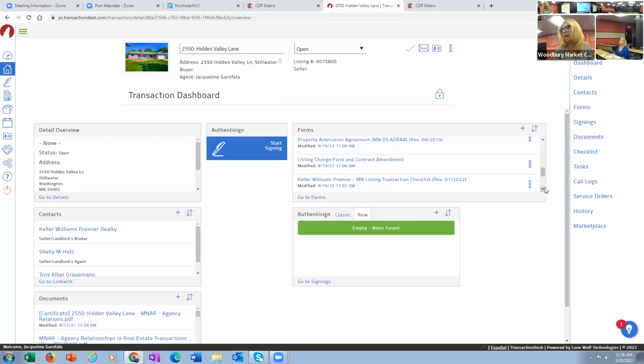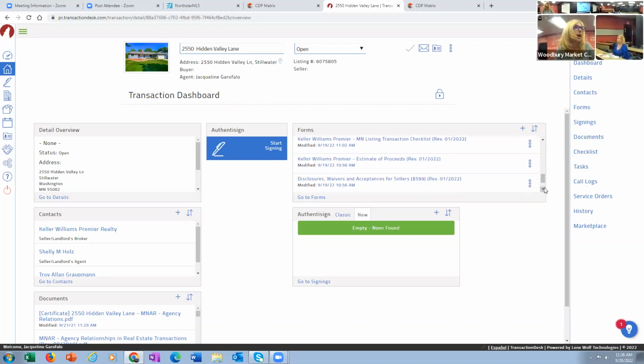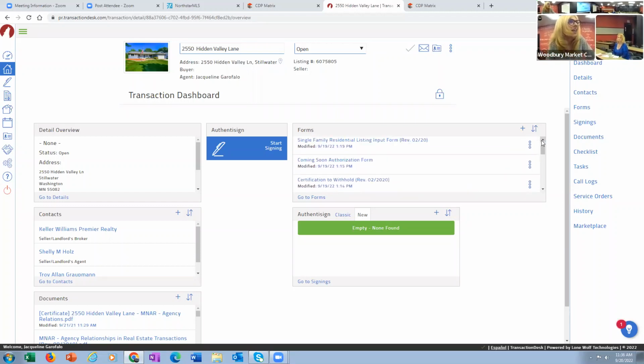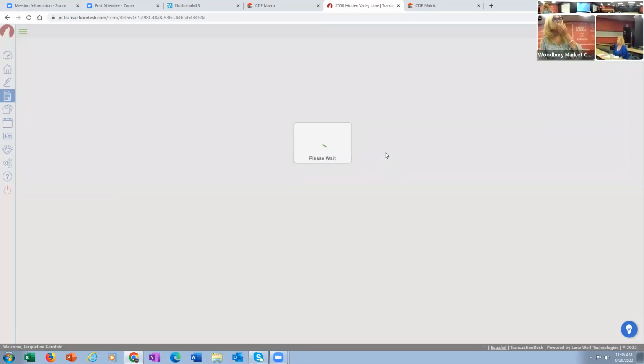I spend some time with my listing paperwork file, getting it organized and thoughtful, because it can be overwhelming, right? I went through those. Where's sellers? Looking for the listing input. There we go. So, single family listing input form.